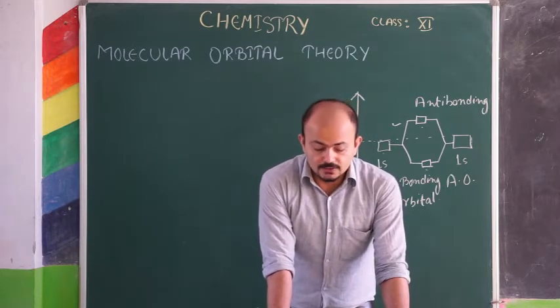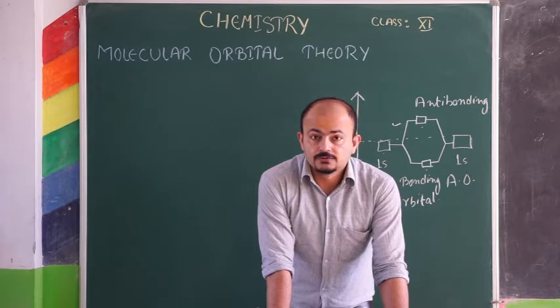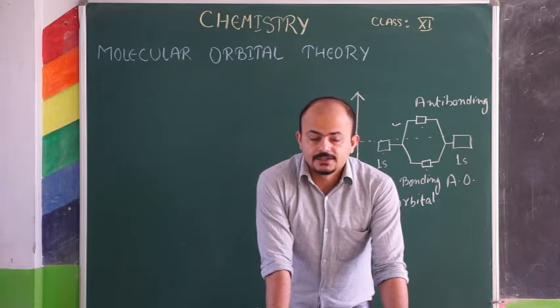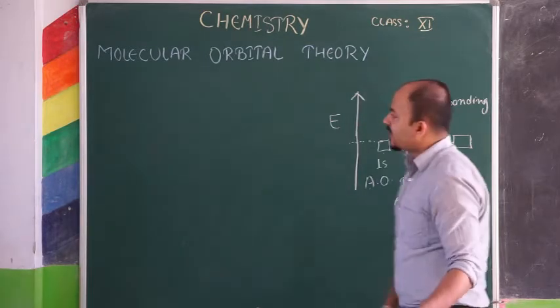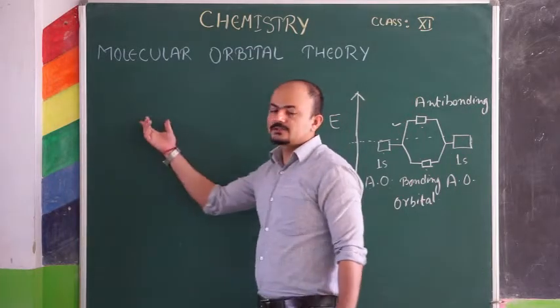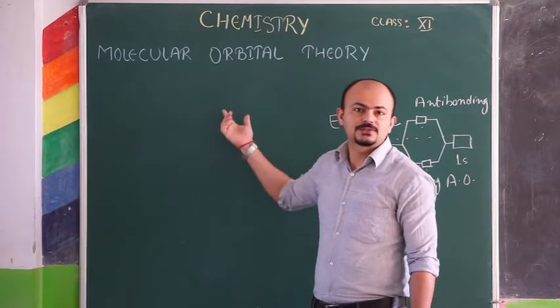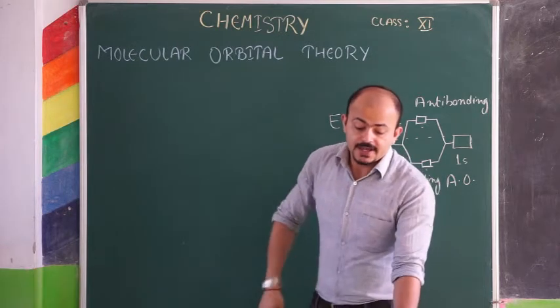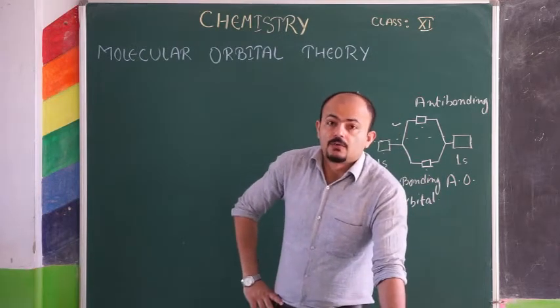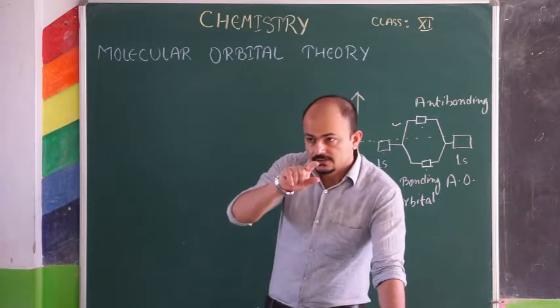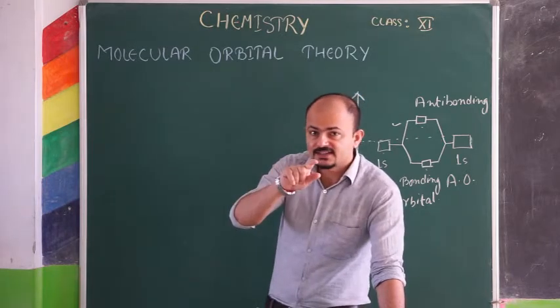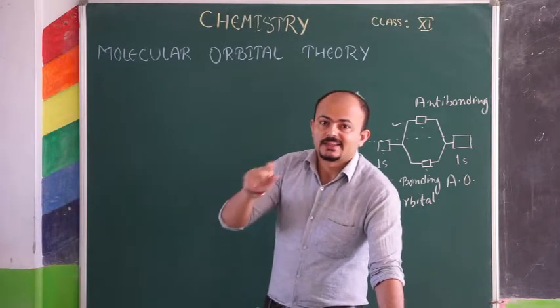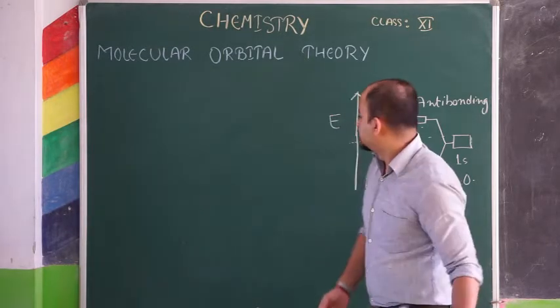Now let's discuss the energy level diagram for molecular orbitals. Just as there was a certain arrangement for atomic orbitals, here also in the energy level diagram for molecular orbitals there is a certain sequence that you need to know properly.